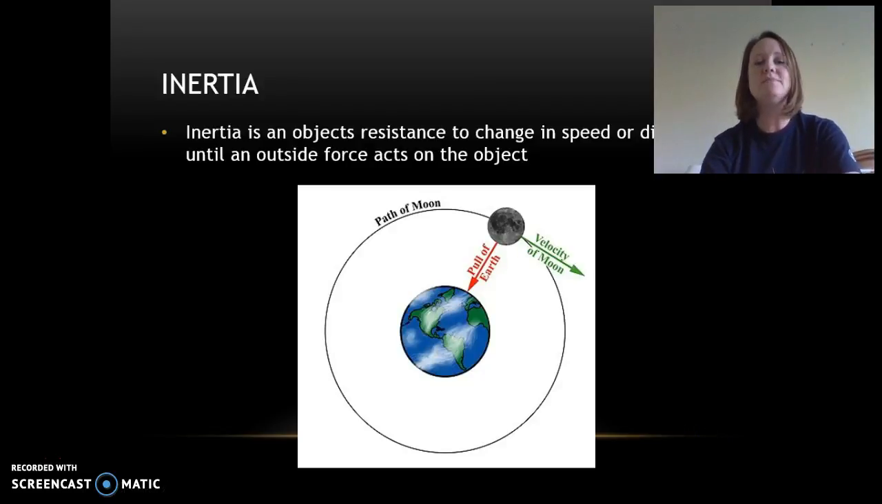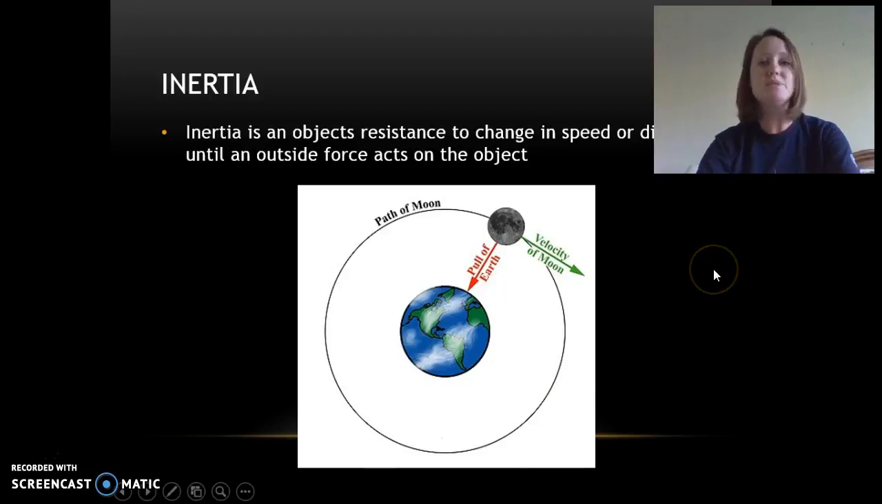Inertia is what keeps an object in motion as long as there's no outside forces. So we define it as an object's resistance to change in speed or direction until an outside force acts on the object. So with our baseball in space, it's going to keep flying in a straight line forever as long as there's no air friction or gravity pulling on it.